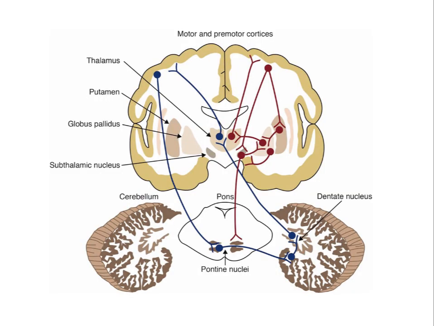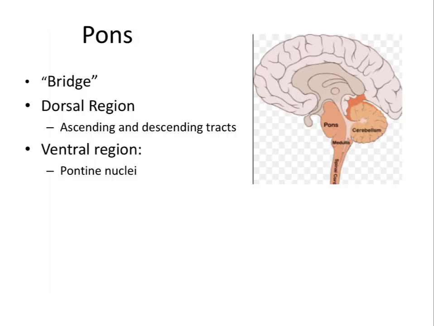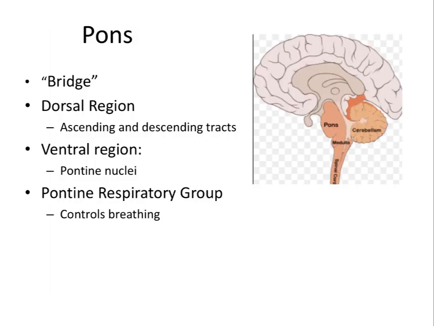The pontine nuclei serve as a synaptic relay station between the cerebral cortex on one side of the brain and the cerebellum on the other side. You can see the tracts that go from the cerebral cortex here through the pontine nuclei to the opposite hemisphere of the cerebellum. The pons also contains the pontine respiratory group, which works with the respiratory control center of the medulla to help control breathing.